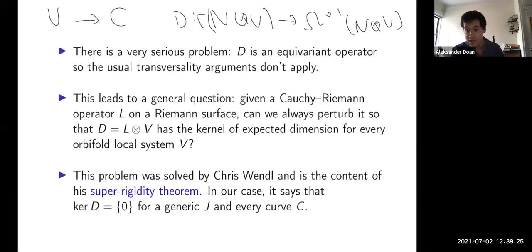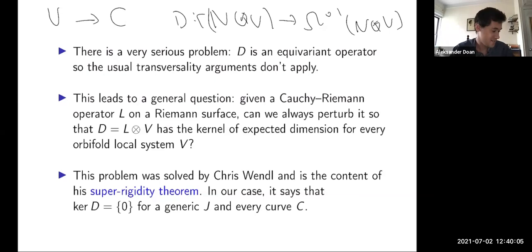So in its construction, it has built-in equivariance with respect to a finite group. Alternatively, the way you can think of it is that this local system defines a multiple cover of C, and this is the normal operator of the multiply covered curve. So it is equivariant with respect to the group of deck transformations of that multiple cover. So famously, symmetry and transversality are not compatible, right?